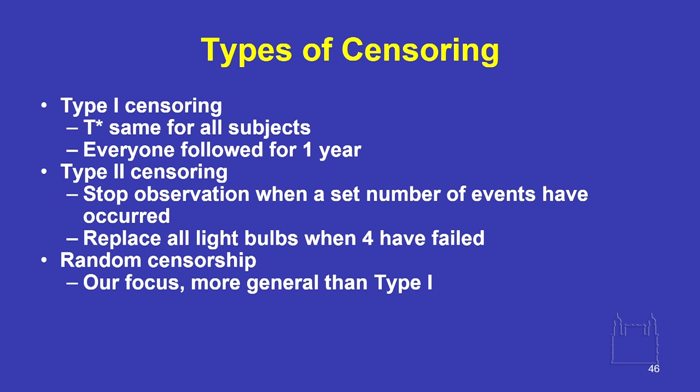Sometimes I censor because I'm going to follow everybody for the exact same period of time. My goal is to follow everyone, for example, for 24 months, or a year. Sometimes I'm going to stop after I have a certain number of events. You see that in engineering, not so much in medicine. What you see in medicine is a combination of the two. This kind of random censorship is more like type 1 censorship, where we say we want to follow everybody for a minimum amount of time, but maybe up to a maximum amount of time. So at the end of 4 years, I'm turning off my study. Some people may get followed for 1 year, some for 4 years, but it's going to be variable. There are analysis methods to handle all of this.